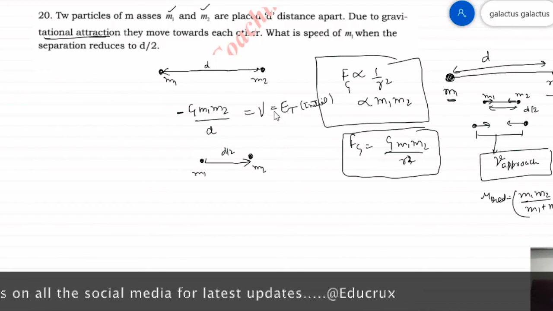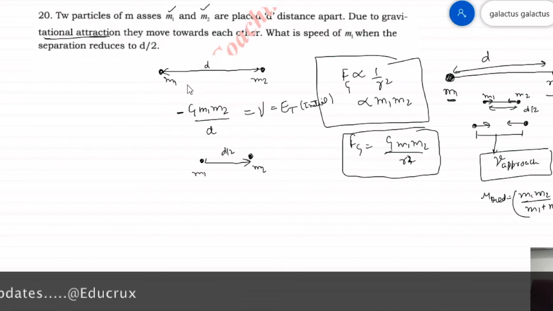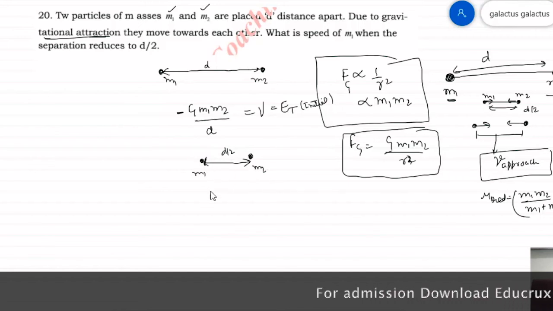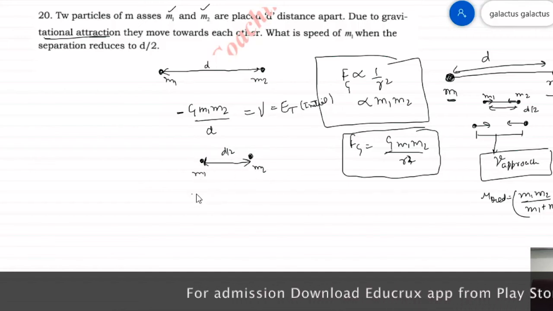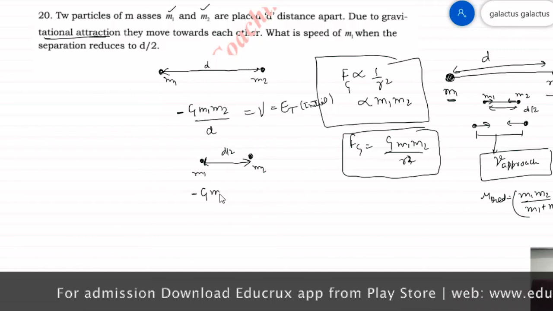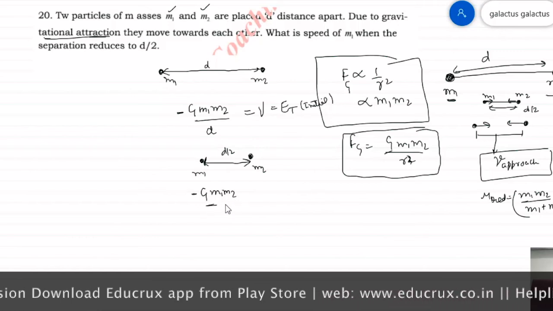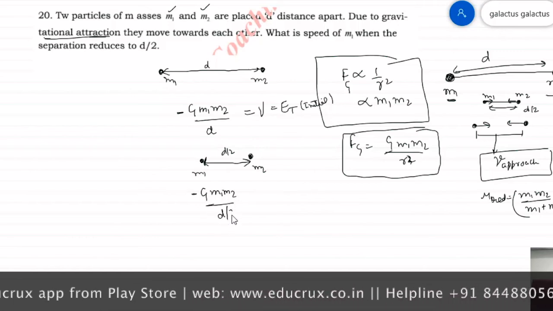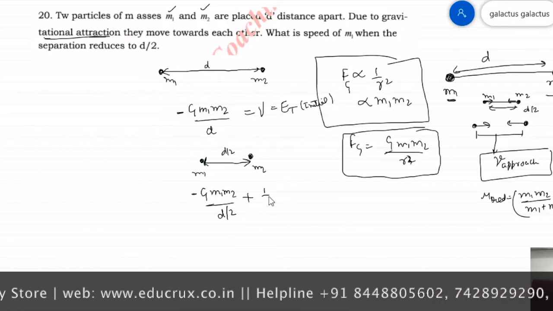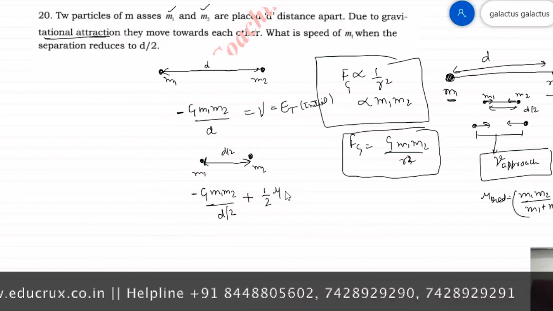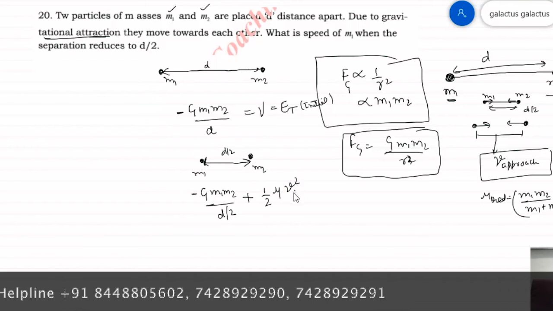This is the total initial energy, which is equal to the potential of the particles of mass m1 and m2 d distance apart. And when the particles are d by 2 distance apart, then the potential energy is given by minus G m1 into m2 upon d by 2 plus half mu v square.